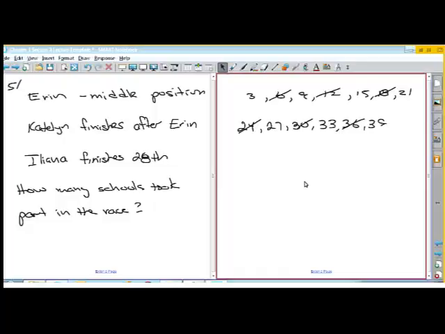So Ileana finishes 28th. So there have to at least be 28 people, right? If there's only 26 runners, you can't finish 28th. So that particular piece of information is used for getting rid of this one, this one, this one, this one, and that one.